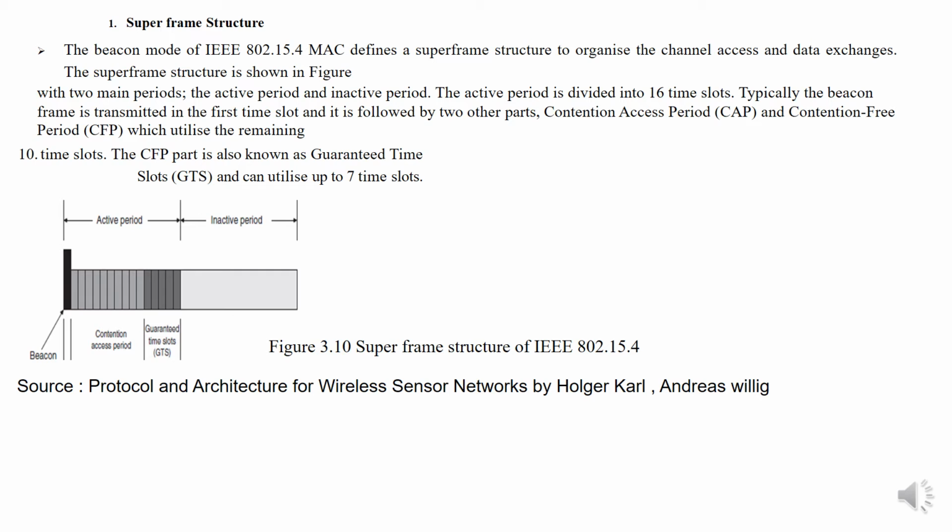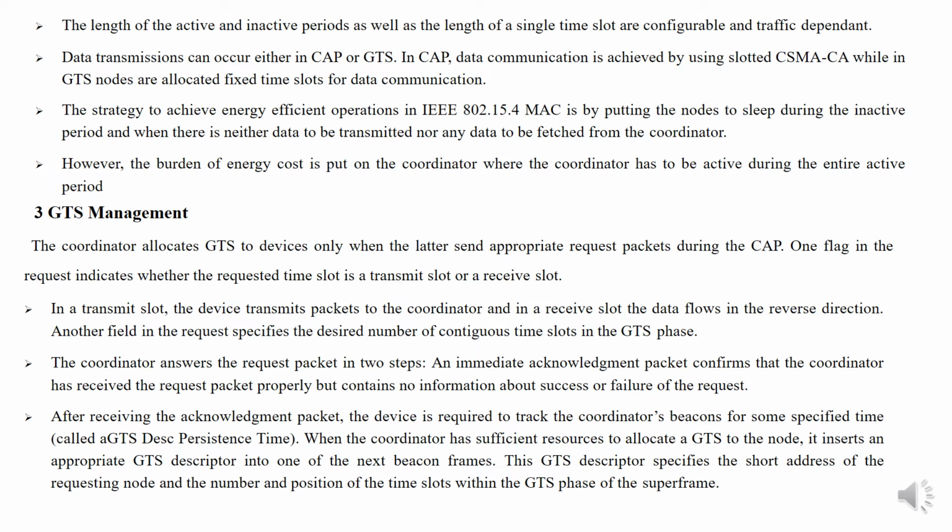The active period is divided into 16 time slots. Typically, the beacon frame is transmitted in the first time slot and it is followed by two other parts, the contention access period (CAP) and the contention free period (CFP), which utilize the remaining time slots. The CFP part is also known as guaranteed time slot (GTS) and can utilize up to 7 time slots. The length of the active and inactive periods as well as the length of the single time slots are configurable and traffic dependent. Data transfer can occur either in CAP or GTS.